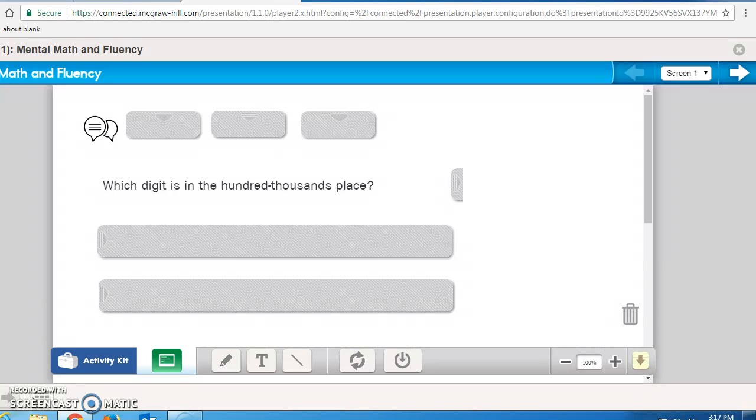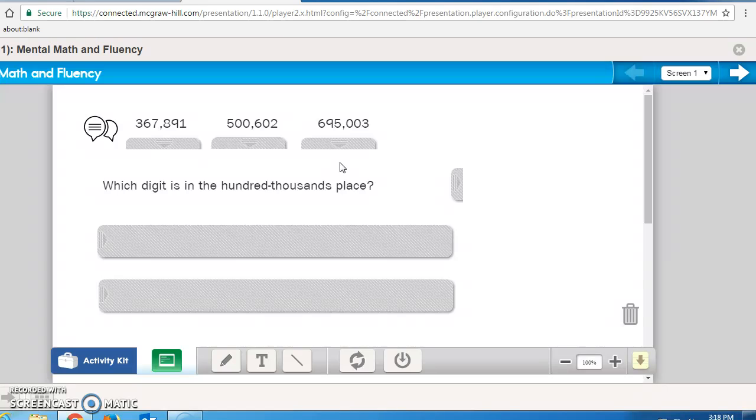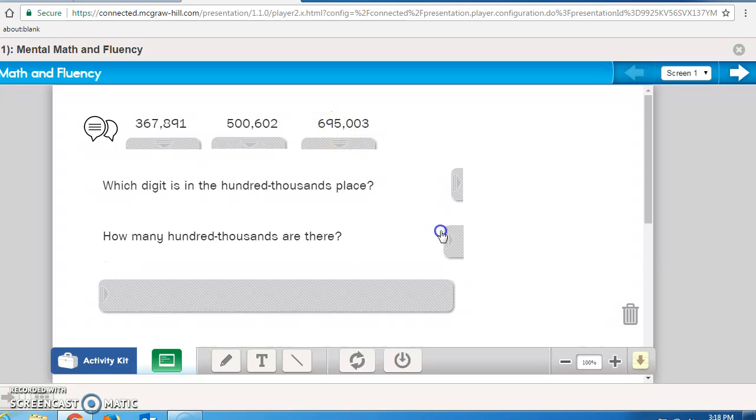It asks you to tell them which digit is in the hundred thousands place. First in this digit. Hopefully you know the digit in the hundred thousands place is the number 3. How about in this digit? In this digit, I'm hoping you're noticing that it's the number 5. And in this final number, yes, the hundred thousands place is the number 6.